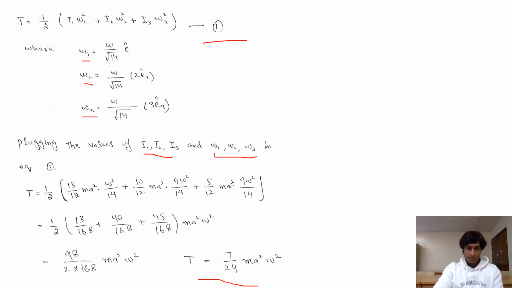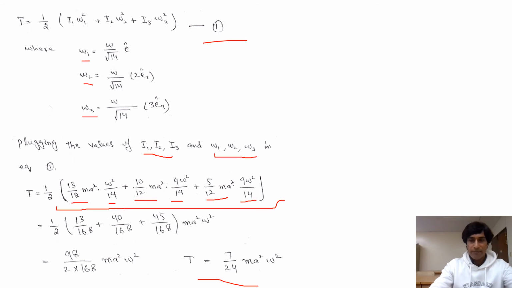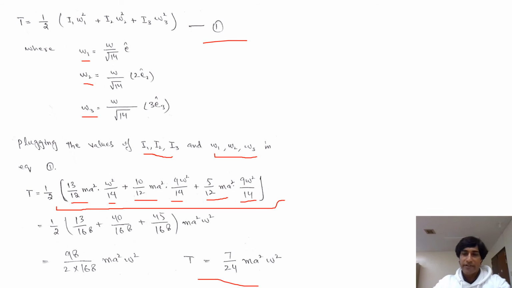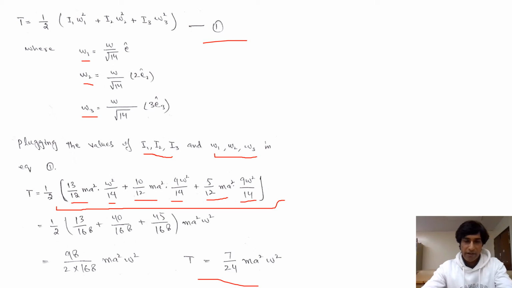So these are the values. You can practice by yourself. This is the value of I1, this is the value of omega 1, similarly this is the value of I2, this is the value of omega 2, and this is the value of I3, and this is the value of omega 3. We just simplified it and we got our result, which is kinetic energy equal to 7 divided by 24 ma square omega square.